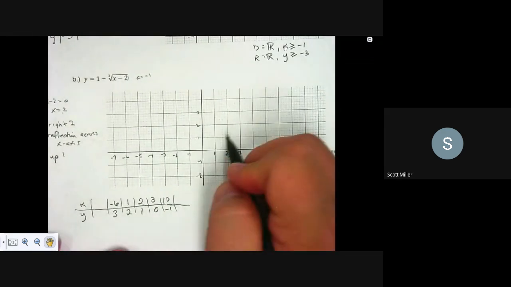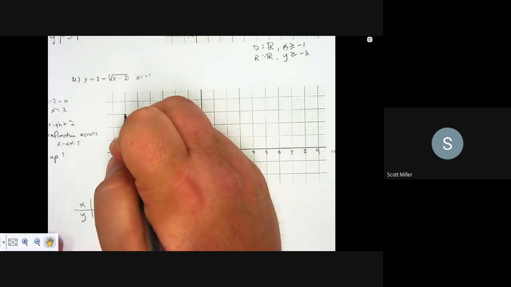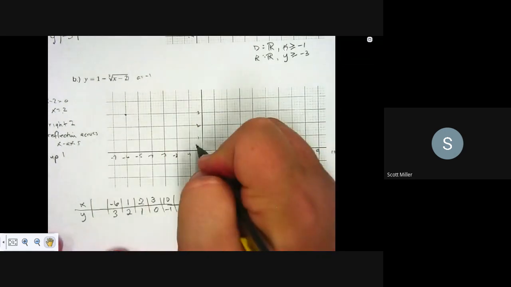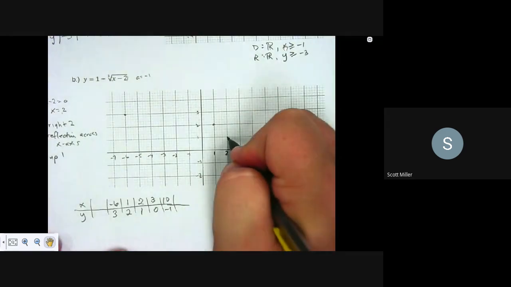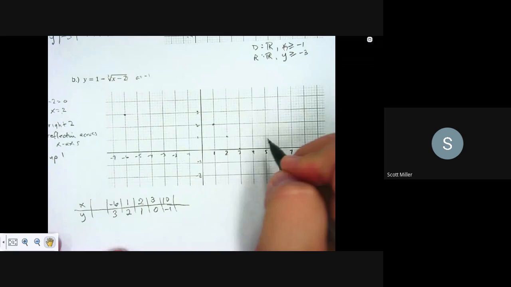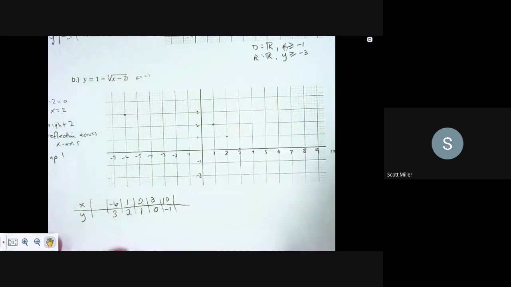Okay, so let's graph what we have and see what we can do here. So -6 goes to 3. 1 goes to 2. 2 goes to 1. 3 goes to 0. You're looking for that telltale 3 in a row like that. And then -10 goes to -1, so somewhere right about here. And we'll just use that for a guide.